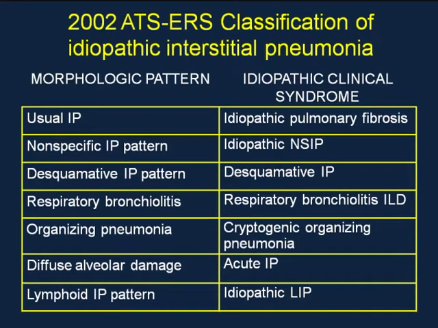This is the grid that we produced in 2002 with the ATS-ERS classification of idiopathic interstitial pneumonias. We, as radiologists and the pathologists, are morphologists. So these are the patterns we recognize. These are patterns of lung injury. And when the clinician identifies an associated morphologic clinical syndrome that's idiopathic, the clinician can apply the label of, for instance, idiopathic pulmonary fibrosis, idiopathic NSIP. So our job is to speak the pattern language and give a differential diagnosis. The clinician gets to assign the disease or clinical syndrome label.